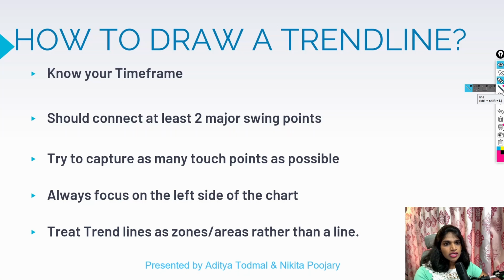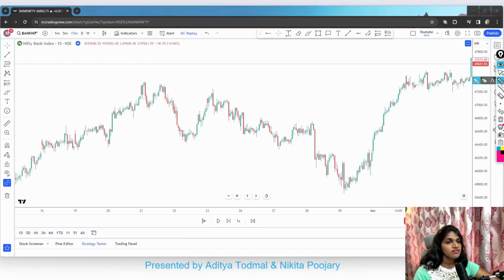In the support and resistance video, we also explained that support and resistance are always zones and not a particular line. Similarly, trend lines can also act as a zone instead of just a line. Now let's go to the charts. First and foremost, I have set my charts on a 15-minute time frame. This is the Bank Nifty spot chart on a 15-minute time frame.